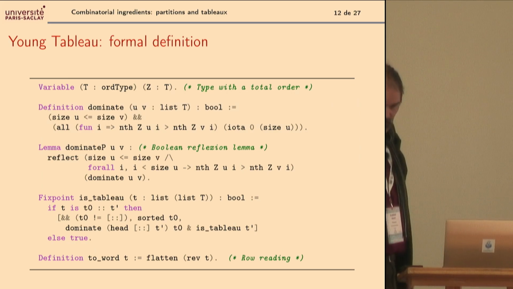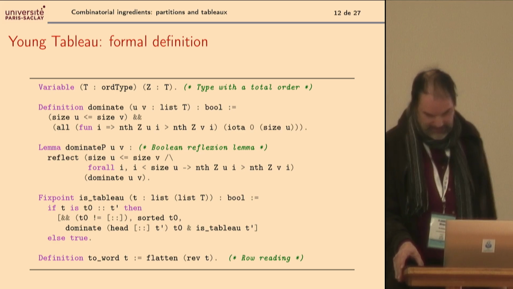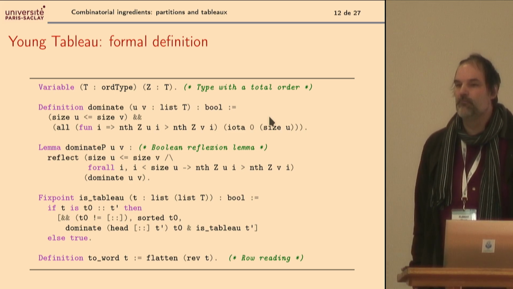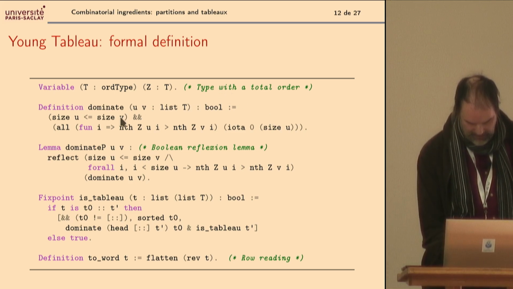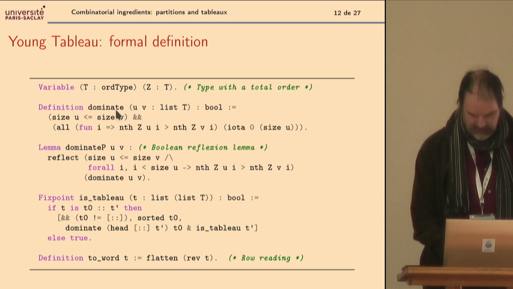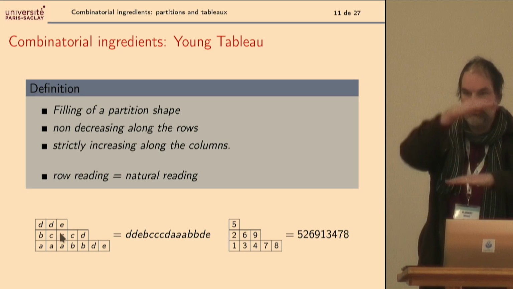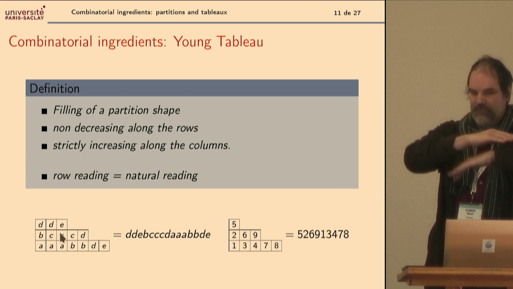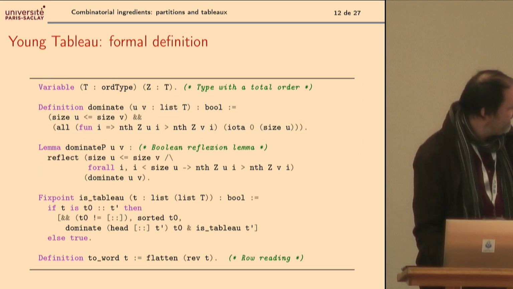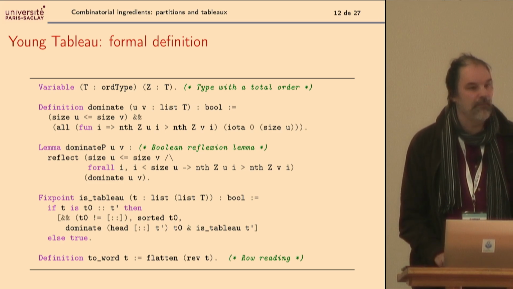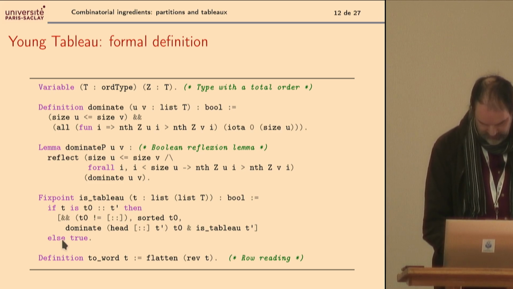So this is the formal definition of a Young tableau. Again, I'm giving it as a Boolean predicate. And actually, I'm first giving a definition of domination, which means, is it allowed to put two rows on top of each other? And then if I have a sequence of rows which is ordered by domination, this is a tableau. Okay, this is my definition.